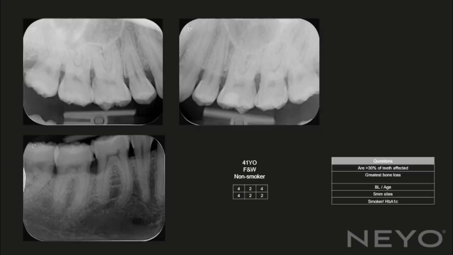This is patient number 2, who is a 41-year-old fit and well non-smoker. Again, I've included the questions and the BPE on the right. Please feel free to pause to consider your answers if you need more time.